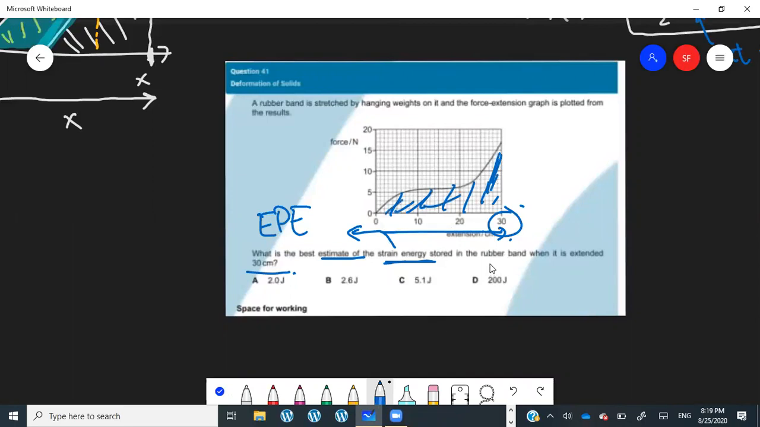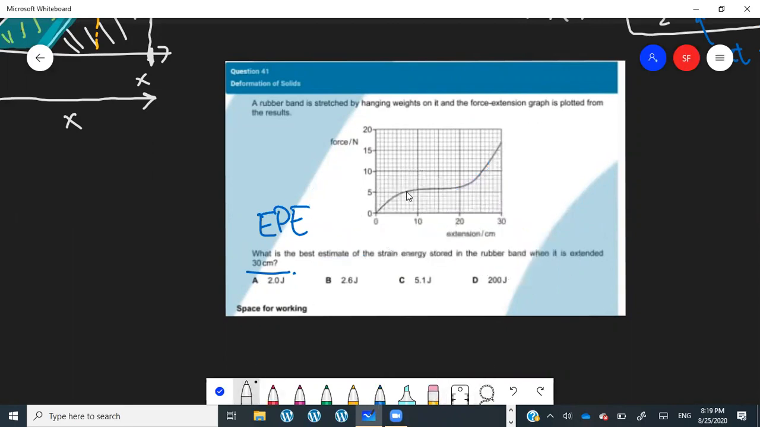You get it? Because the area under the graph represents the elastic potential energy stored inside a spring. Over here they've given us a rubber band, but that doesn't matter. Calculation of elastic potential energy is the same. You just need to calculate the area under the graph.